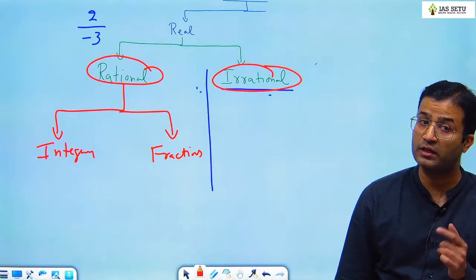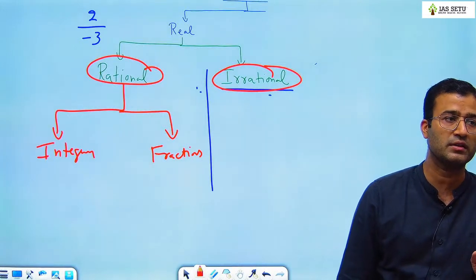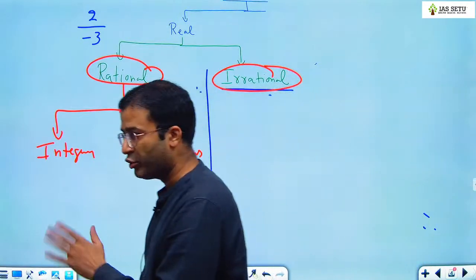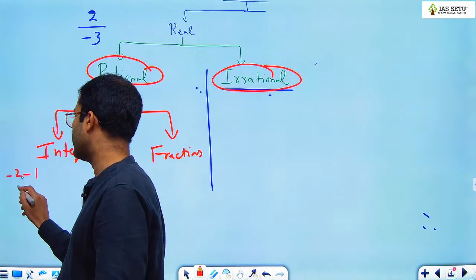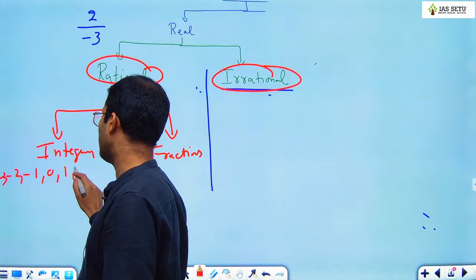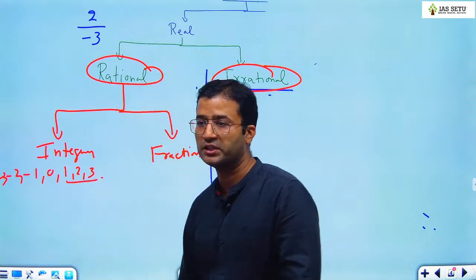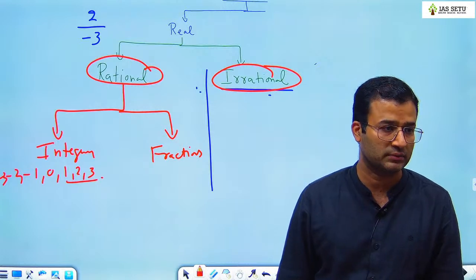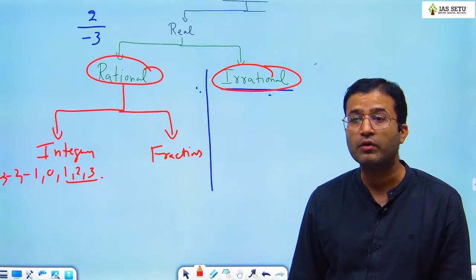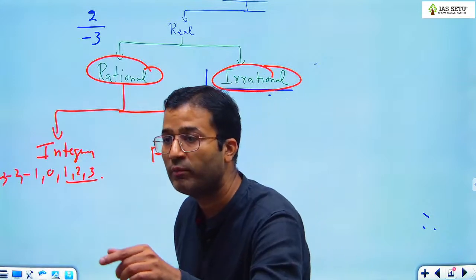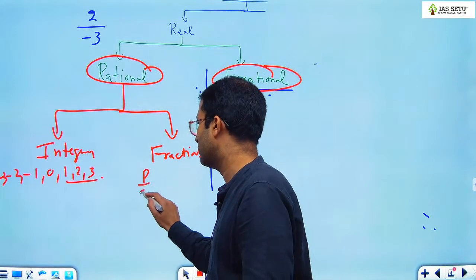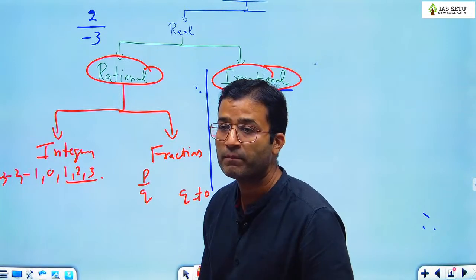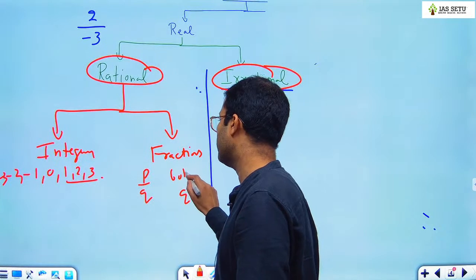Ask any doubt, otherwise I am going to ask you a question within 2 minutes, a conceptual question. What are integers? I already told you: -1, -2, -3, 0, 1, 2, 3. These are integers. What are fractions? What is the definition of fraction? Which can be written in the form of p by q. q should not be 0. Both have to be integers, p and q both integers.